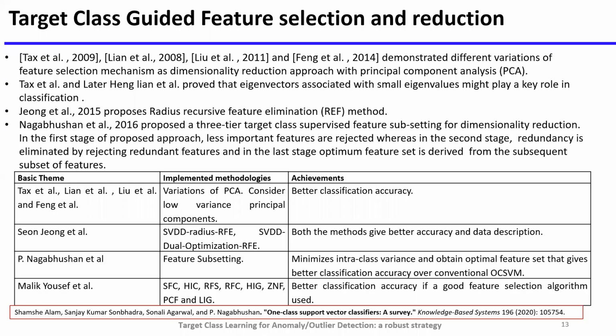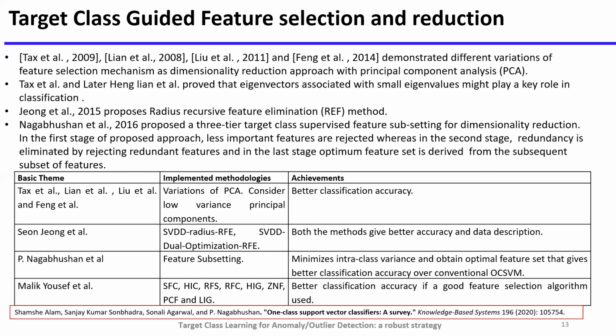Coming to the target class guided feature selection and reduction mechanism. Like conventional binary and multi-class classifiers, data preprocessing is a very important step. It includes data cleaning and maybe data balancing, though not necessarily data balancing for one-class classifiers, if the target class is well defined.